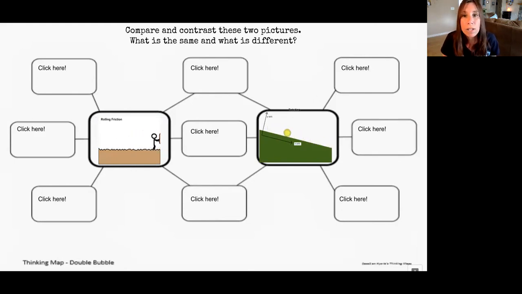Okay, so I want you guys to have a lot of fun noticing and wondering about all these pictures and comparing and contrasting the two pictures on the last two slides. Now make sure you watch that friction video so you can keep that in mind as you do your work today.